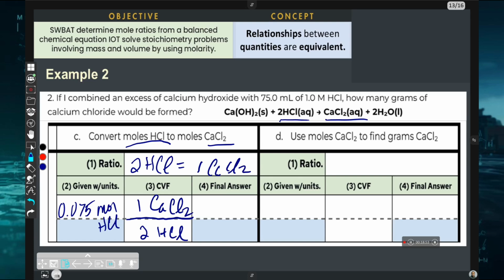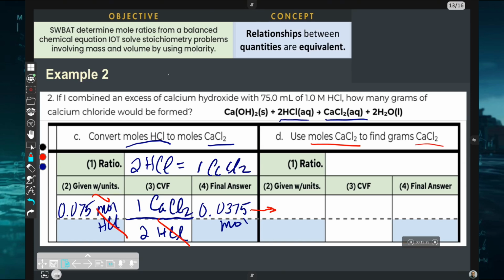And so 0.075 divided by 2 is 0.0375. And now we're talking about moles of the calcium chloride. Why? Because we just canceled out the HCl, right? Okay. So then we can take this next answer, carry that over. I'm not going to rewrite that again. And so we can use the moles of calcium chloride to find the grams of calcium chloride.